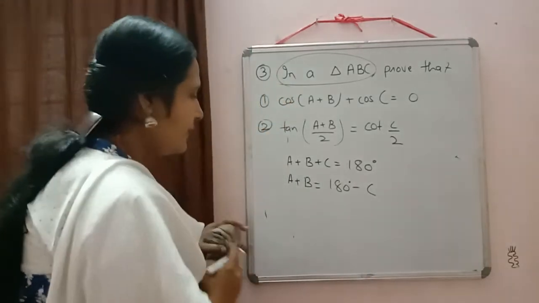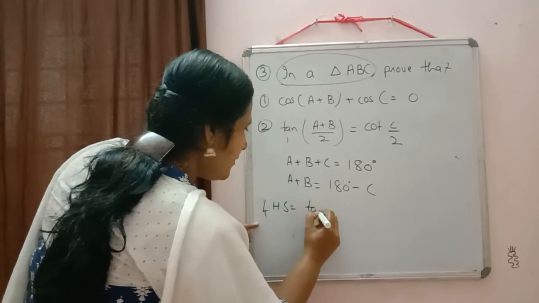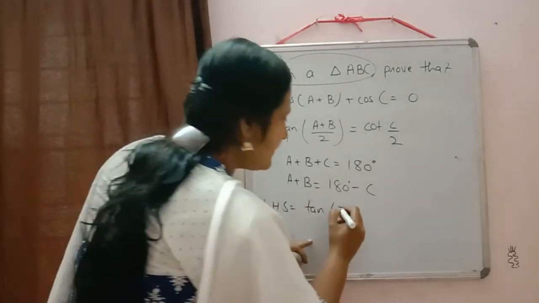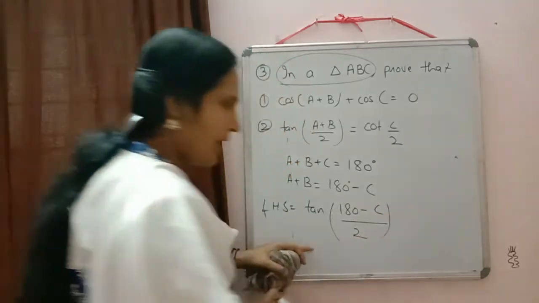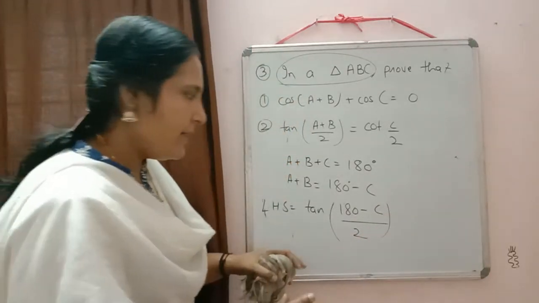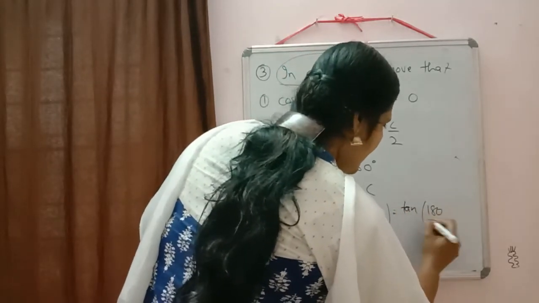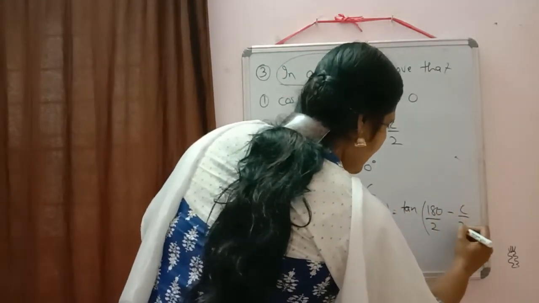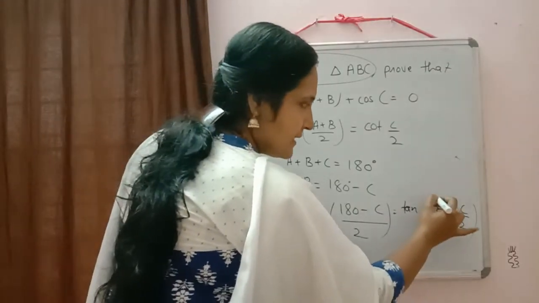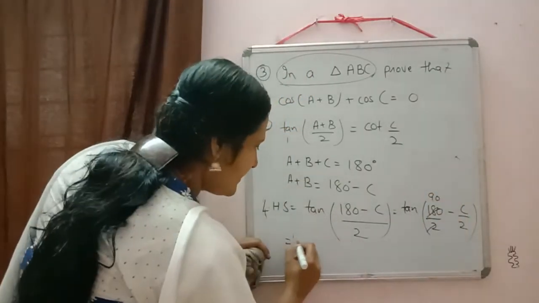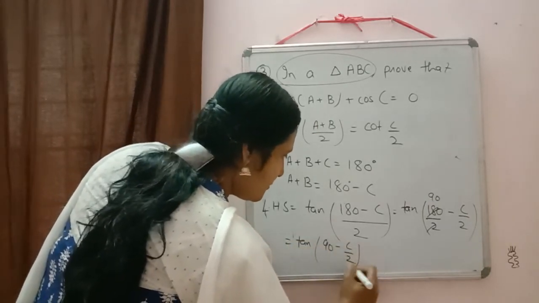So again, in the left hand side, we can substitute the value. In place of A plus B, what can we rewrite? 180 degree minus C, whole divided by 2. Now write them separately. So it will be equal to tan of 180 degree by 2 minus C by 2. 180 degree by 2 we can cancel here. So we will get tan (90 minus C by 2).